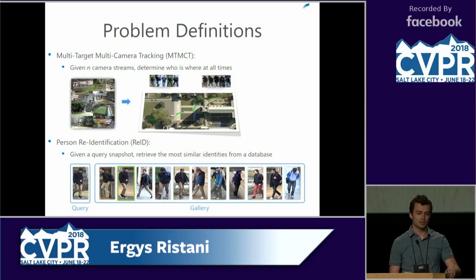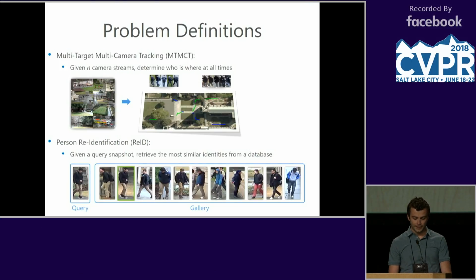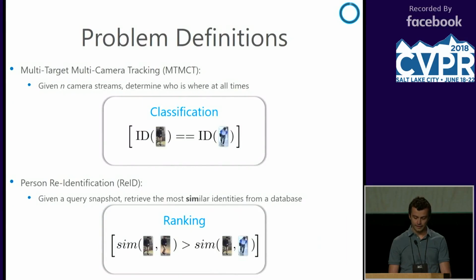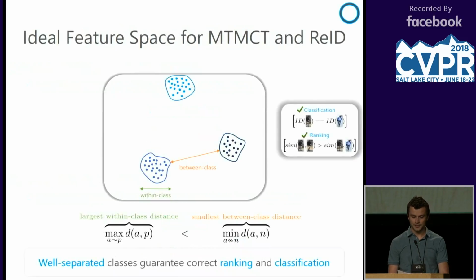So these 2 problems differ as follows. In tracking, we have to classify if 2 images come from the same identity. In re-ID, instead, we have to rank 2 images by which is the most similar to the query. So these 2 problems seem to require different loss functions. In this work, we address appearance learning for both problems simultaneously.